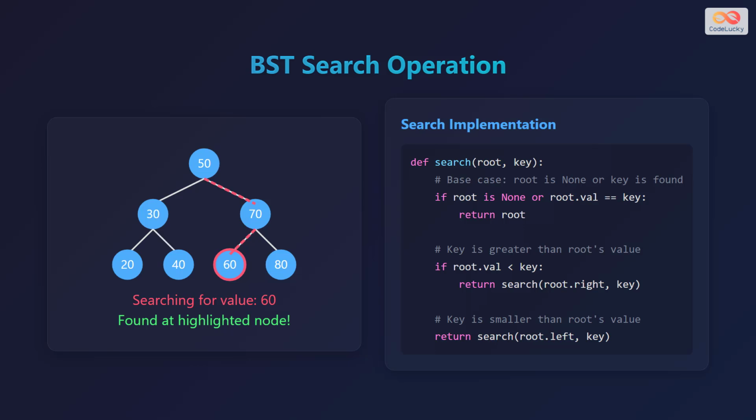If the key is greater than the root's value, we recursively call the search function on the right subtree. Otherwise, if the key is smaller than the root's value, we recursively call the search function on the left subtree. For example, if you are searching for the value 60, the search path is highlighted on the visualization. The value is found at the highlighted node.